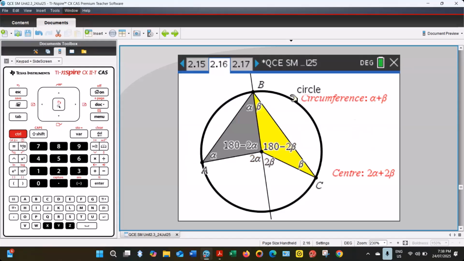The other thing, of course, is what's the proof that the angle at the center is twice the angle at the circumference? If I call these alpha, then I've got 180 minus 2 alpha, so that must be 2 alpha. Likewise, on this side, it's 2 beta. So at the circumference, it's 2 alpha. At the center, it's 2 beta.